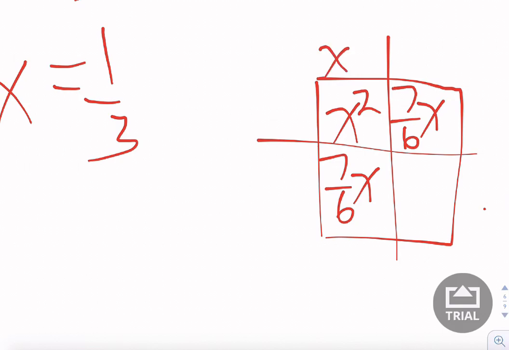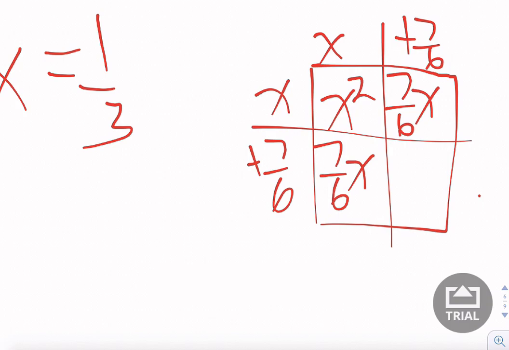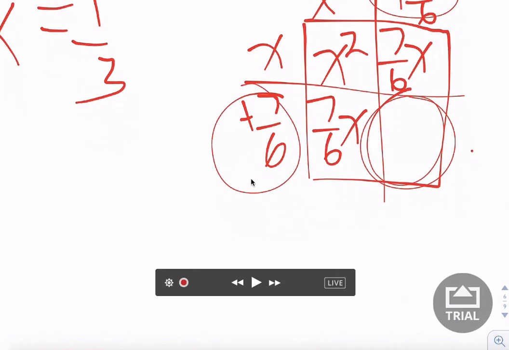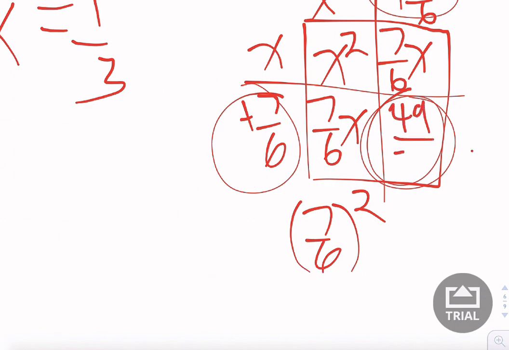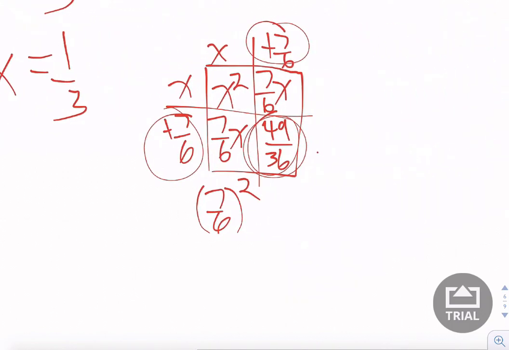Which means on the outside I'm going to have x plus 7 over 6, x plus 7 over 6. Now I've got a square, but it's not a complete square. So what we need to do in order to make it a complete square is multiply 7 over 6 by 7 over 6 to fill this in. Okay, so 7 over 6 squared. Well, 7 squared is 49, 6 squared is 36. So I'm going to have 49 over 36.